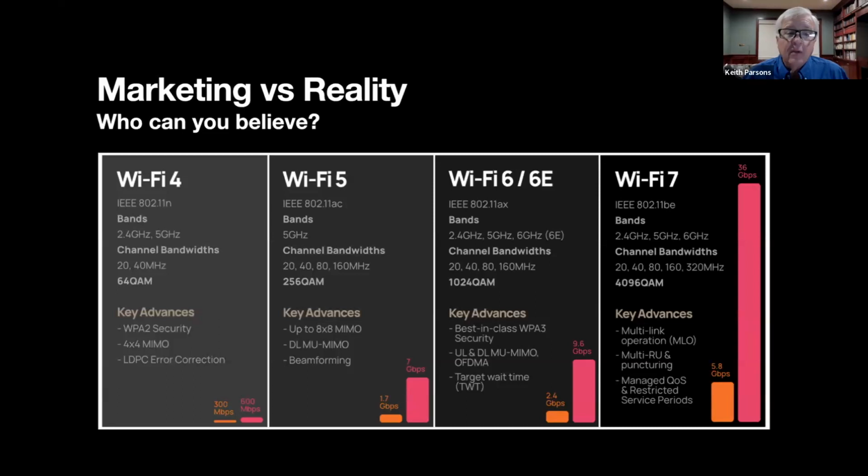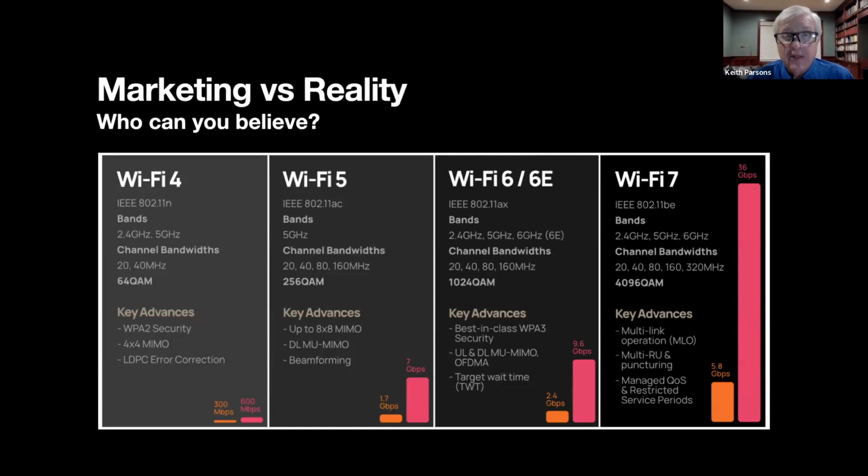So if you can believe marketing, these are the new things we're going to have. Wi-Fi 7 is going to be awesome. Yeah. We're still stuck with Wi-Fi 6 and talking about, is it possible to get BSS coloring to work?